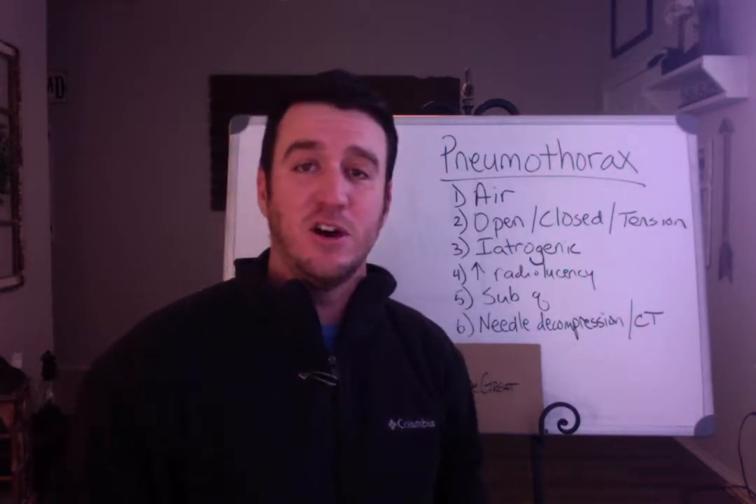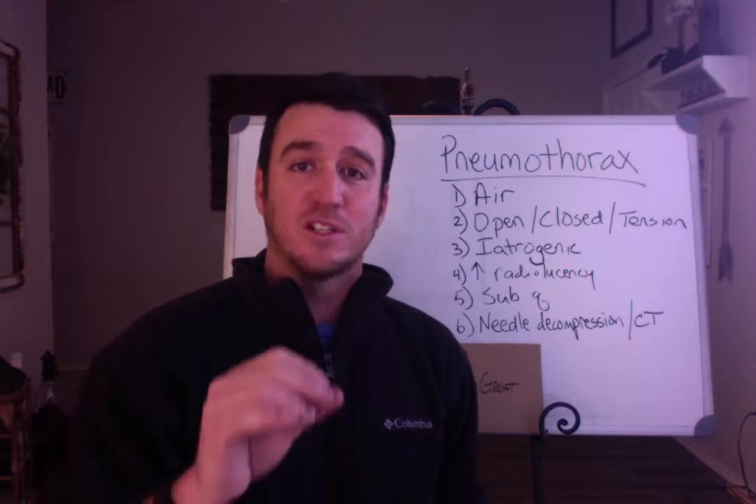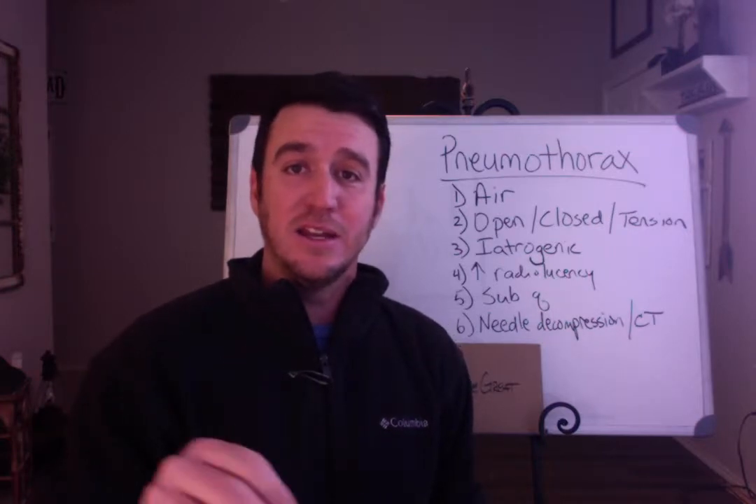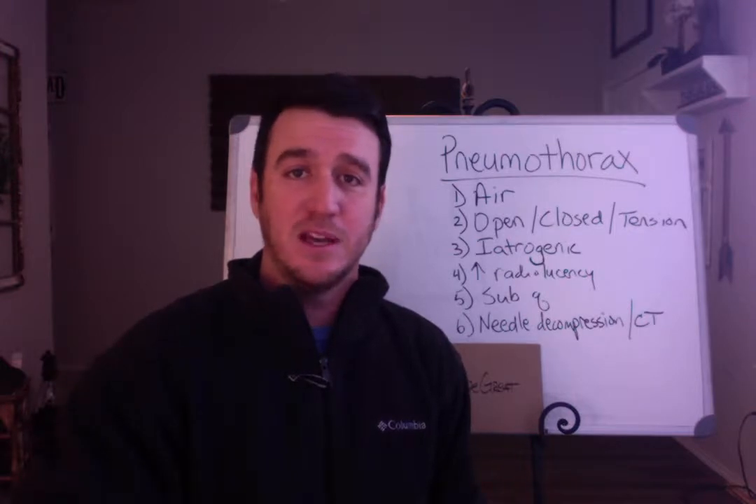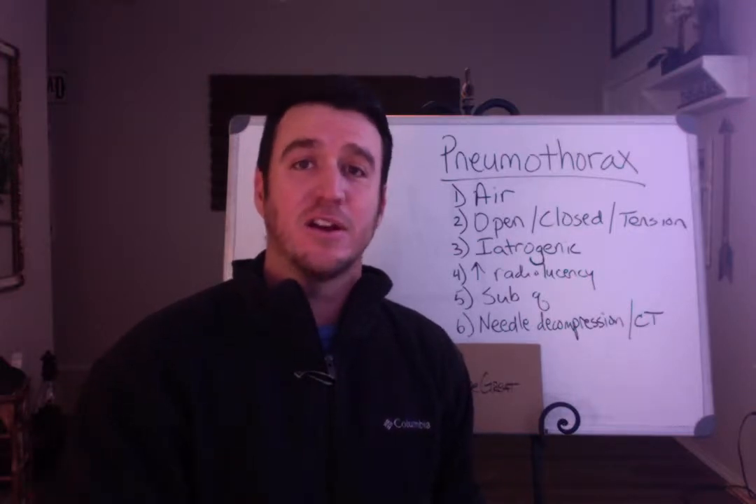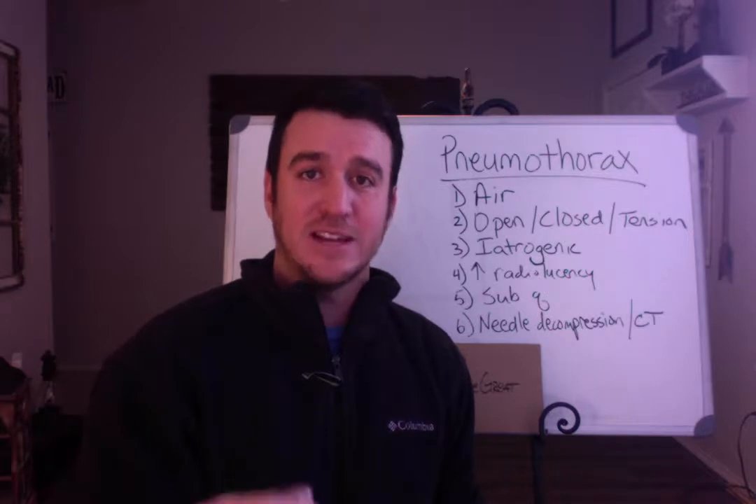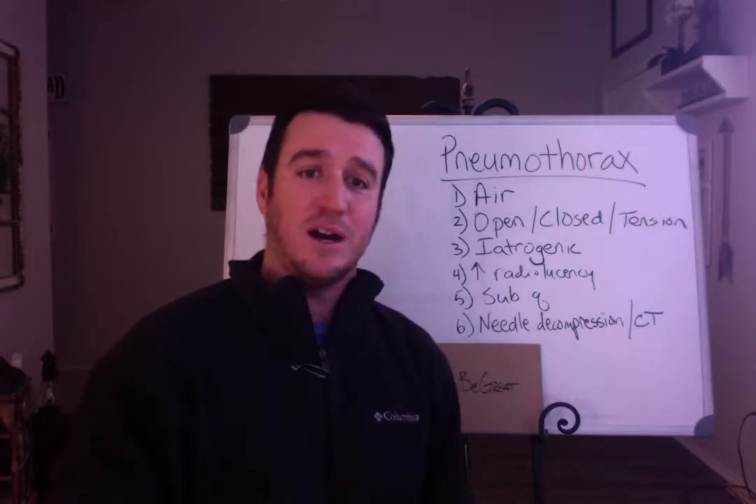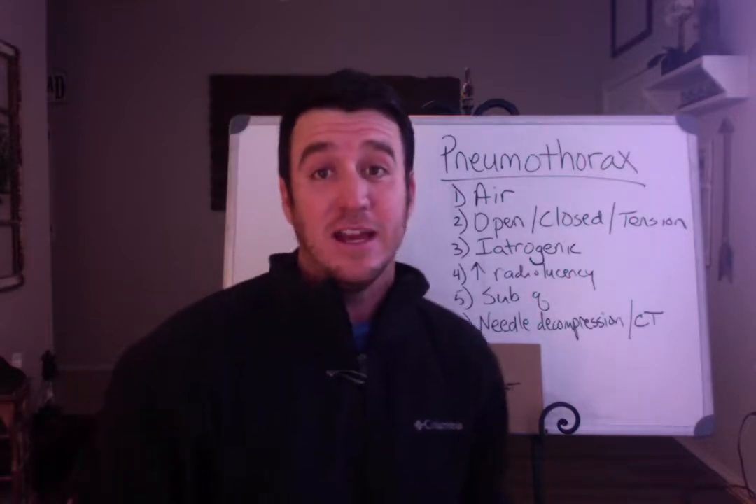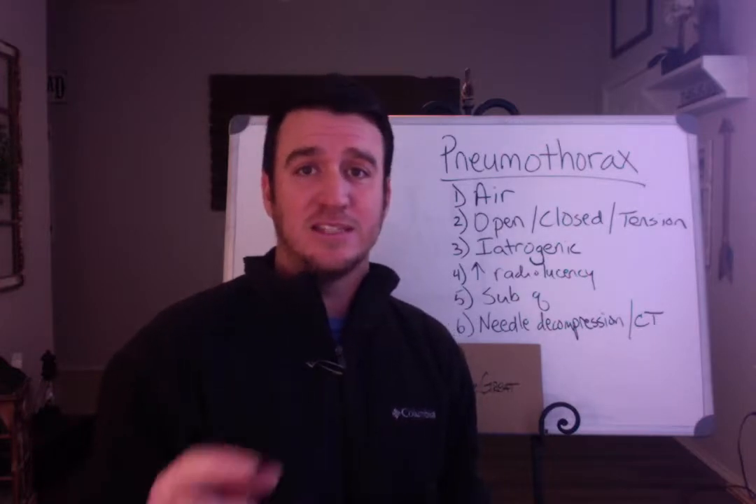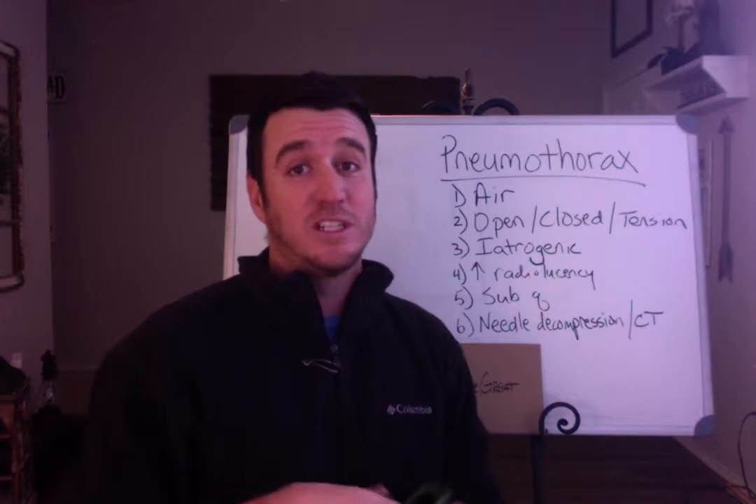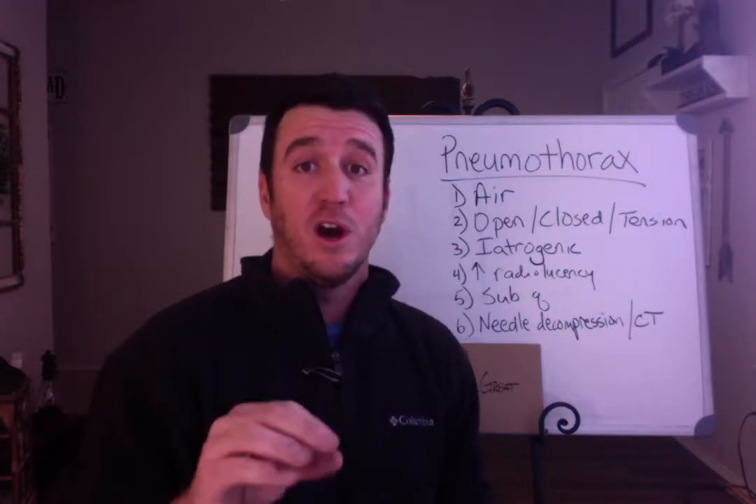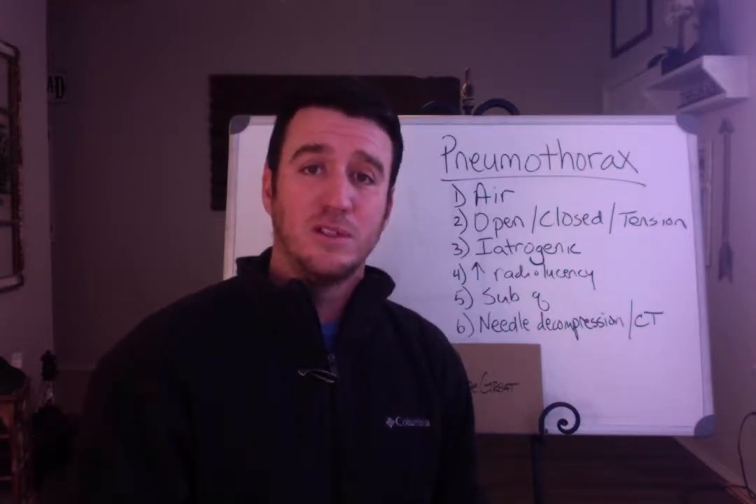The first thing you need to know is we're talking air in the pleural space. There's not supposed to be fluid or air in the pleural space, and so when it's air, you're going to find yourself dealing with a pneumothorax. Now, the second point on here is, how did the air get there? Is it an open pneumothorax? Is it a closed pneumothorax? Or is it a tension pneumothorax, which can be caused by both open or closed pneumothorax?